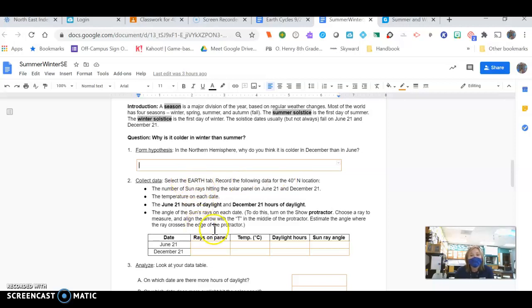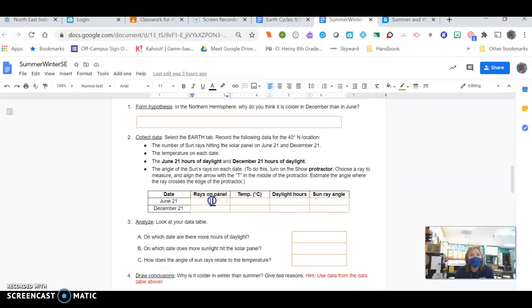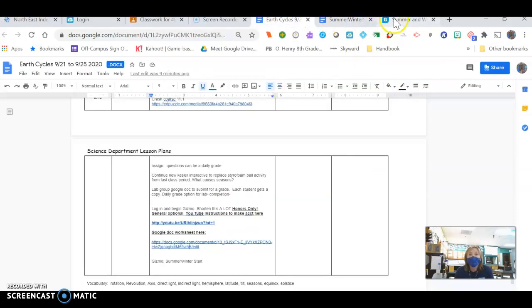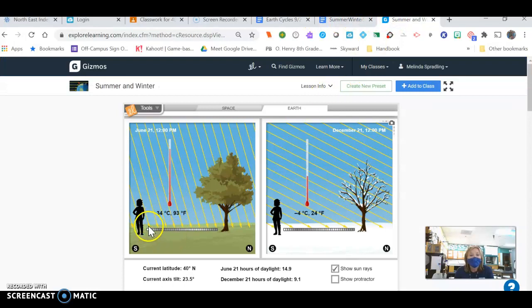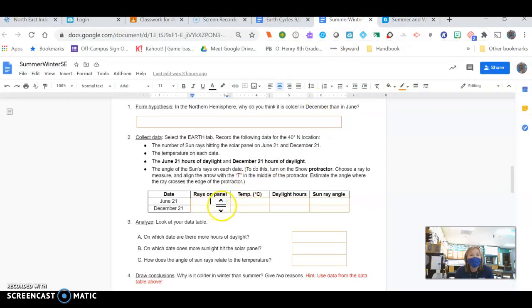Then you're going to collect some data. You're going to look at the rays on the panel. So you simply come back, whoops, wrong one, and you are going to count how many rays are striking the panel, okay? How many are touching? And you're going to input that answer here.